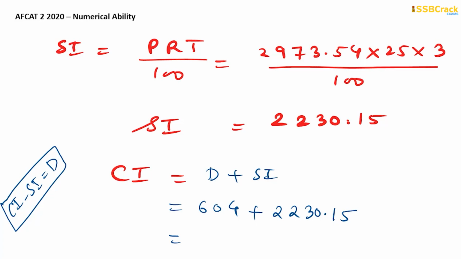So this CI will be around 2834.15. Okay, so these were the answers if the question was to calculate CI and SI. Okay, so I hope that the solutions discussed for the questions which had appeared on 3rd of October 2020 in AFCAT 2 2020 examinations are clear to you.